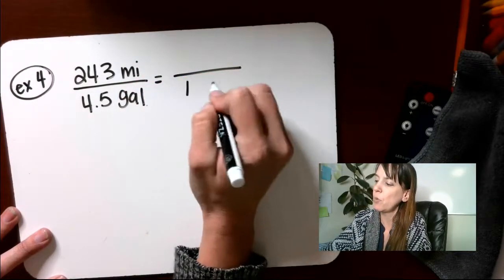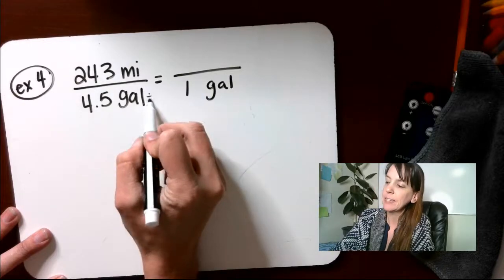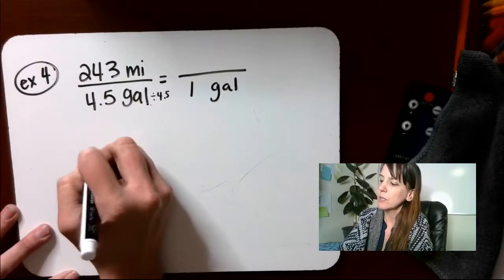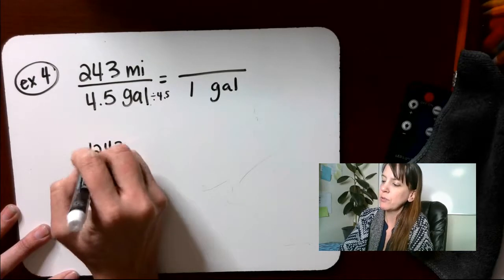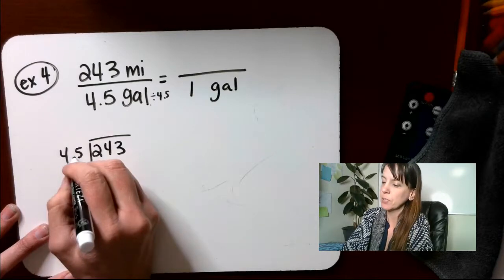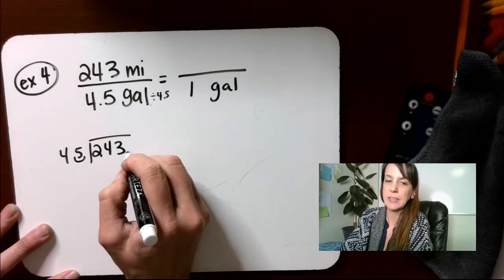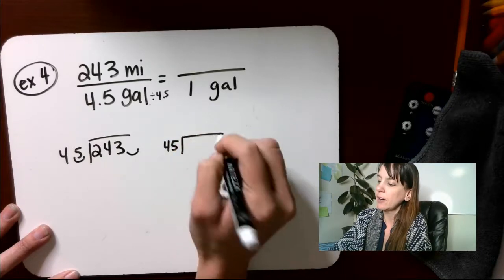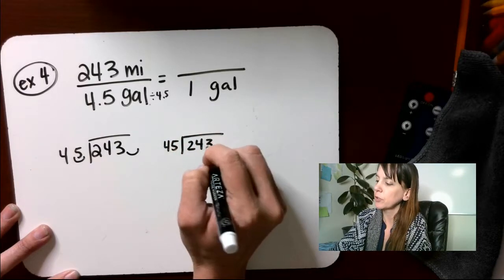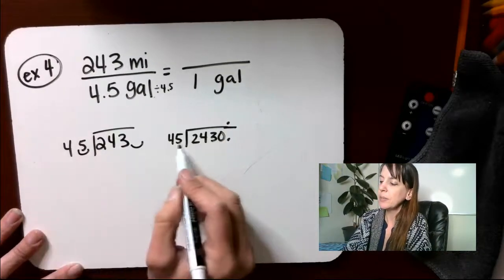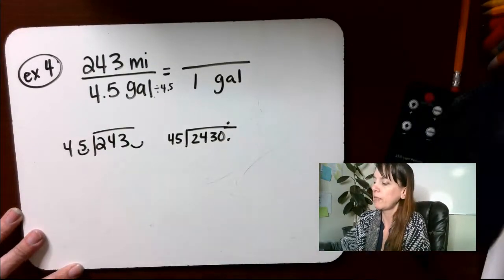So we want to go to 1 gallon. Divide this by 4.5. So basically we're taking this and dividing it by that, okay? So we do 243 divided by 4.5. Now remember, we can't have a decimal out here, so we'll take this decimal and move it over. So what we have is 45, and then under the table we have 2,430 with a decimal here and decimal here.